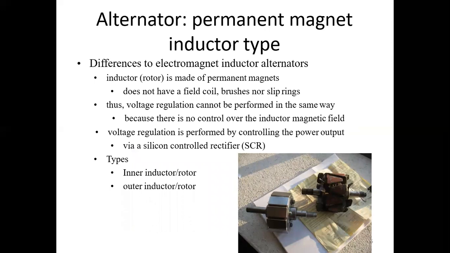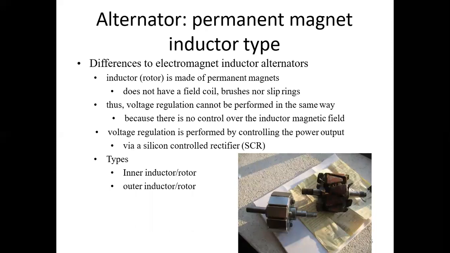Now the permanent magnet inductive type alternator, and its differences to the electromagnetic inductor alternator. The inductor is made of permanent magnets and does not have a field coil, brushes, or slip rings. Voltage regulation is performed by controlling the power output.